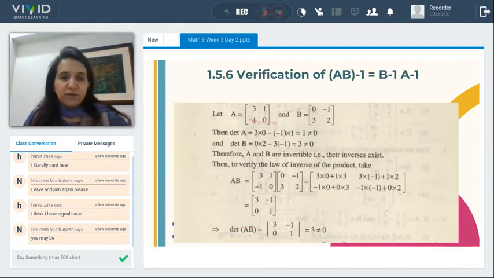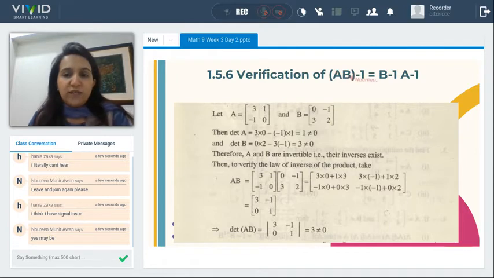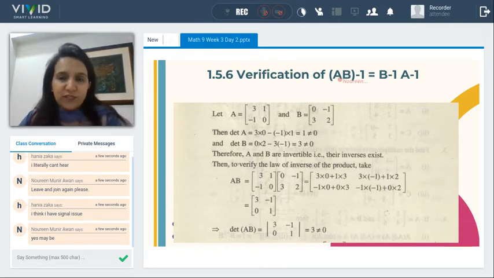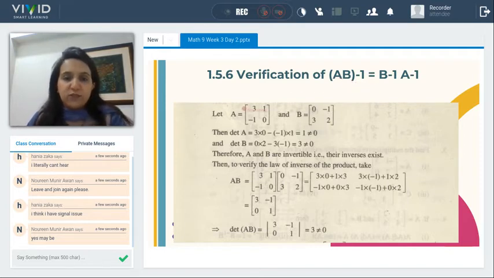Coming towards the next topic, this is verification of (AB) inverse is equal to B inverse into A inverse. अब अगर A B को पहले मल्टीप्लाई करें और बाद में उसका इन्वर्स लें, that should be equal to B inverse into A inverse. यानी पहले B का इन्वर्स लें, फिर A का इन्वर्स, और फिर दोनों को मल्टीप्लाई कर दें तो ये दोनों इक्वल आ जाए. So let A is a matrix and B is another matrix.